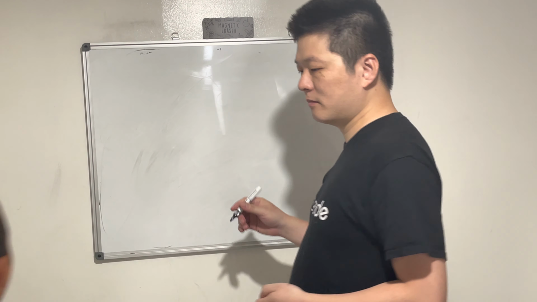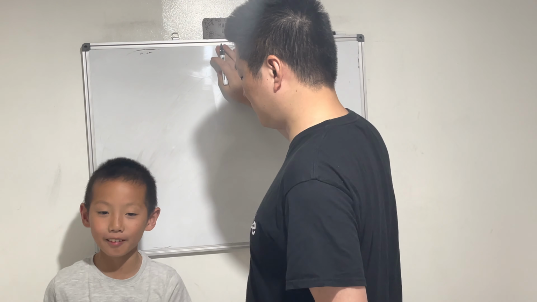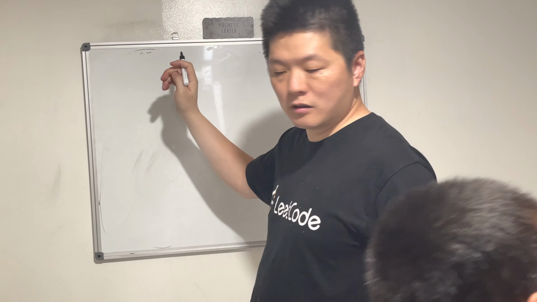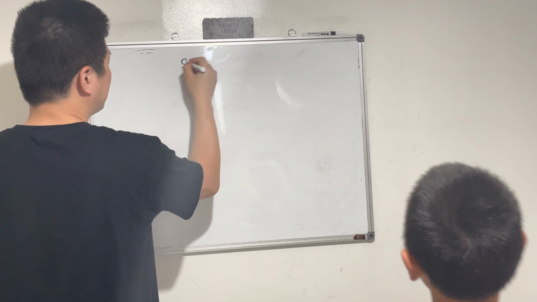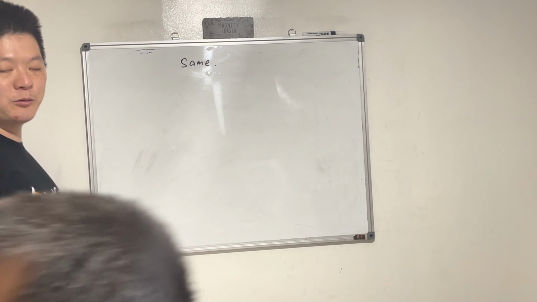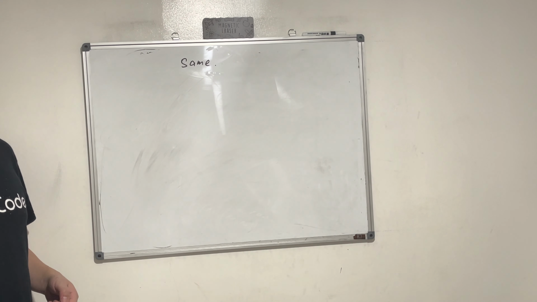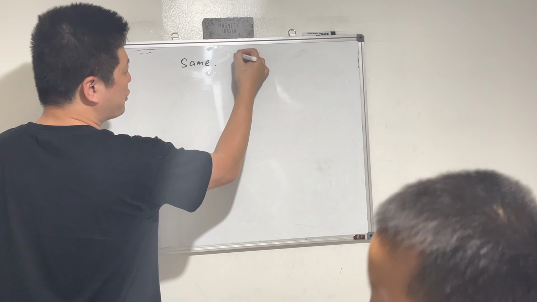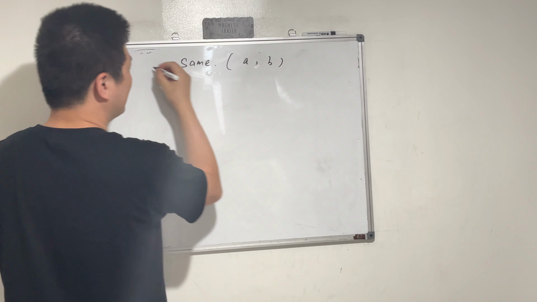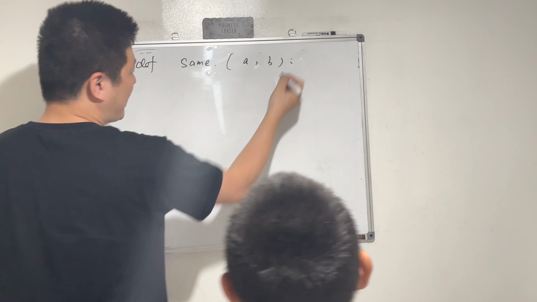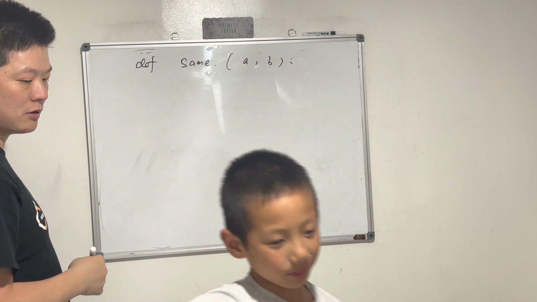Oh, we talked about if two binary trees are the same. Same binary trees. Go back to video 190 something. How do we check if the two trees, A and B, are the same? How do we check it? Do you still remember?